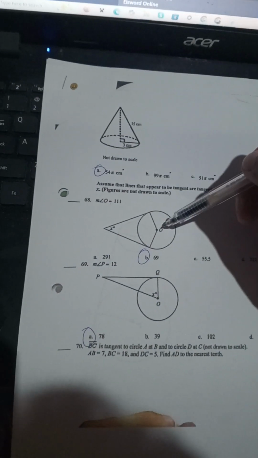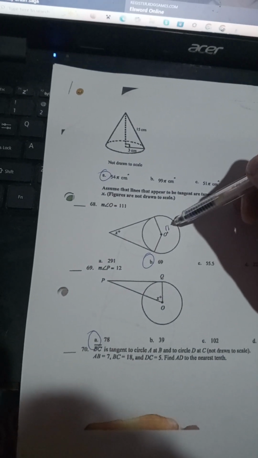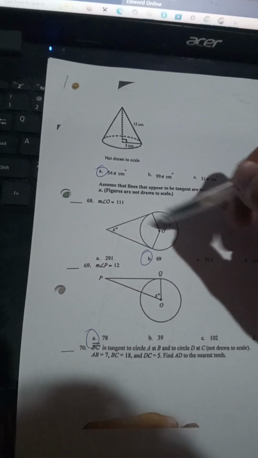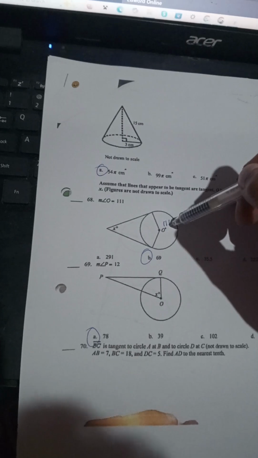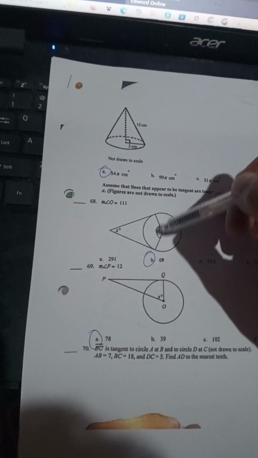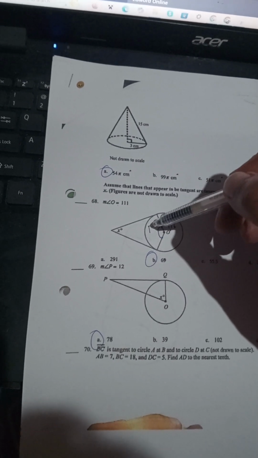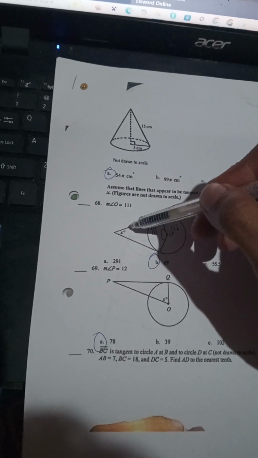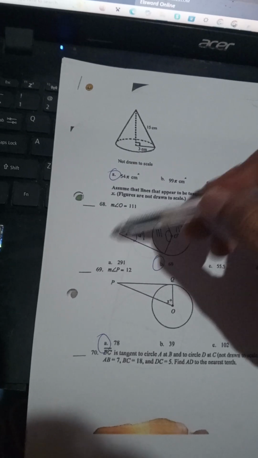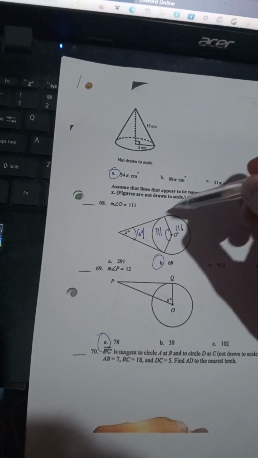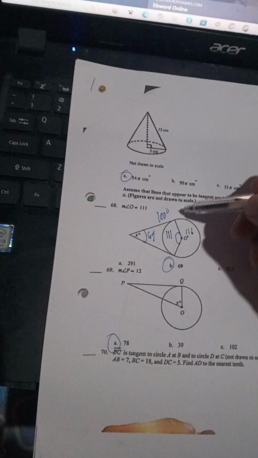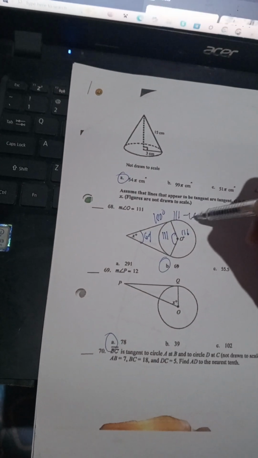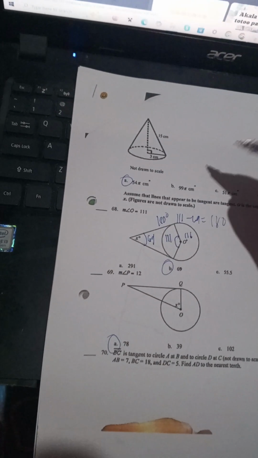So the measure at O is equal to 111. So we can find that x is equal to 69 because we can say that this angle is 111, so this is 69, because a semicircle contains 180 degrees. So 111 plus 69 is equal to 180.